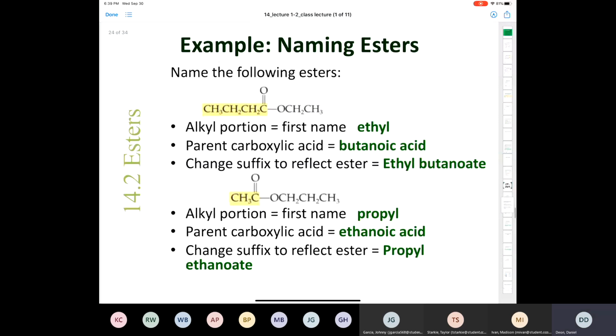All right, here are some examples of naming esters. Again, the alkyl portion comes from the part with the single bond, right? This is one bond, single.